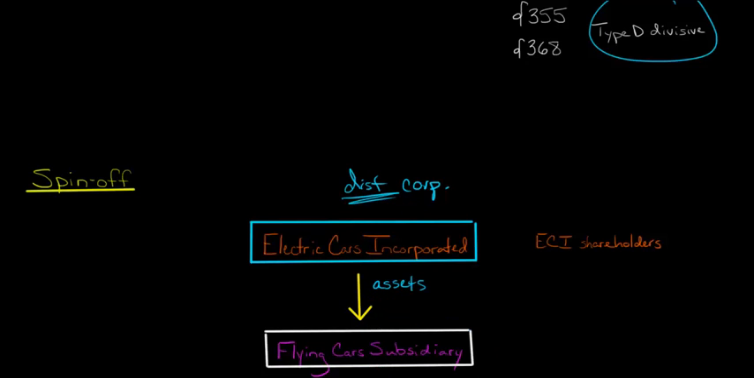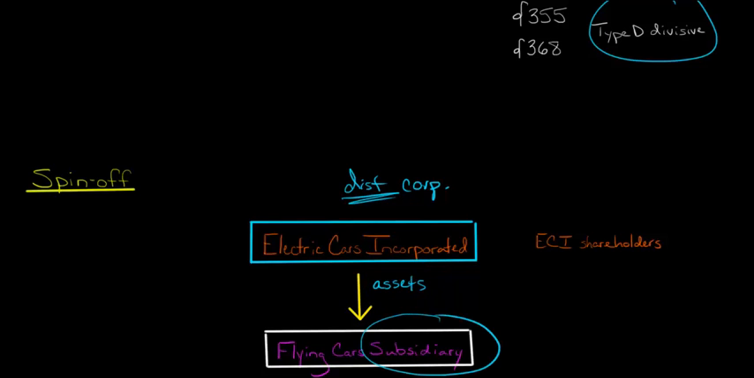So let's say that Electric Cars Incorporated is going to distribute some assets regarding a flying cars division, and they're going to create this flying cars subsidiary. They might be doing it because they think, hey, we make electric cars, and this flying cars division is just too risky. We really want to separate it out. So the distributing corporation is separating out a division or a group of assets and putting them in this subsidiary, right?